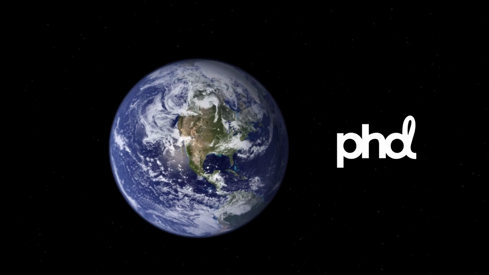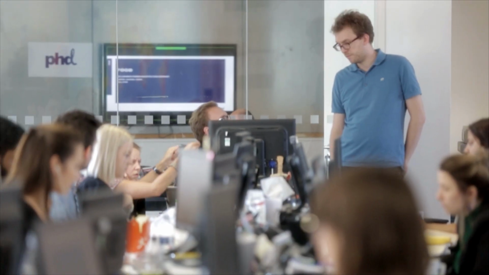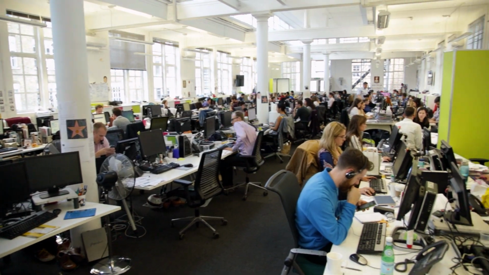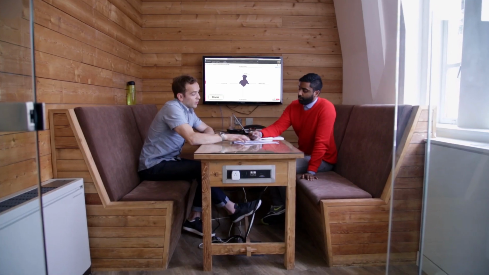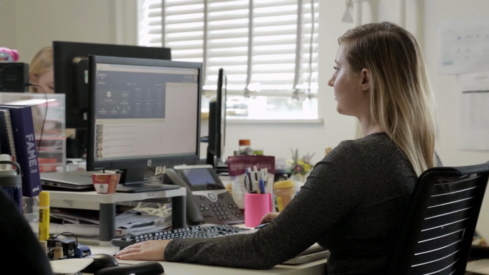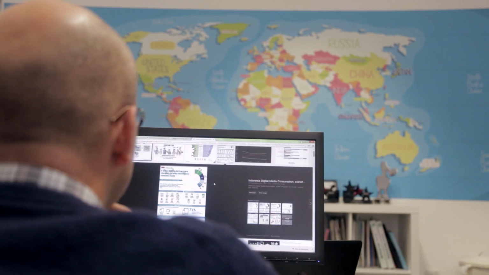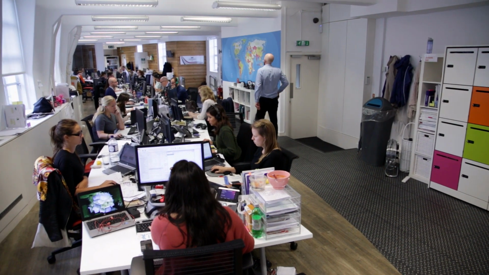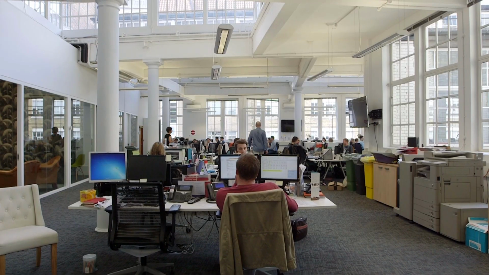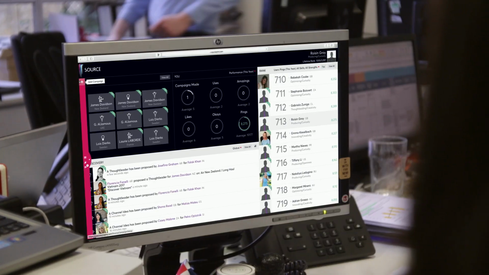Source is PhD's operating system, the platform on which we plan campaigns. It's also a global collaboration platform for ideas. A game-changing planning and workflow framework, Source is used by every PhDer in every PhD office around the world.